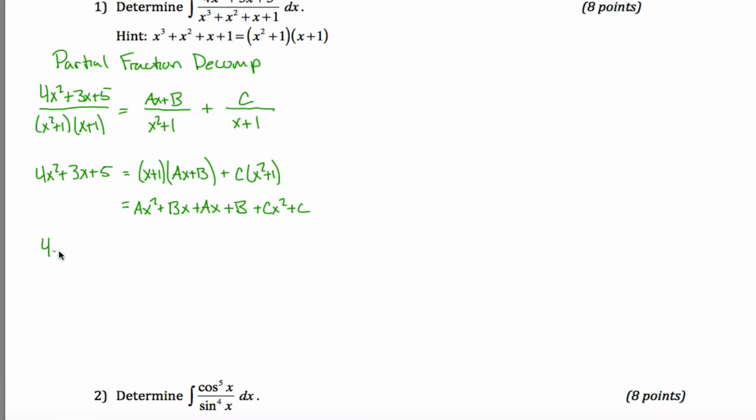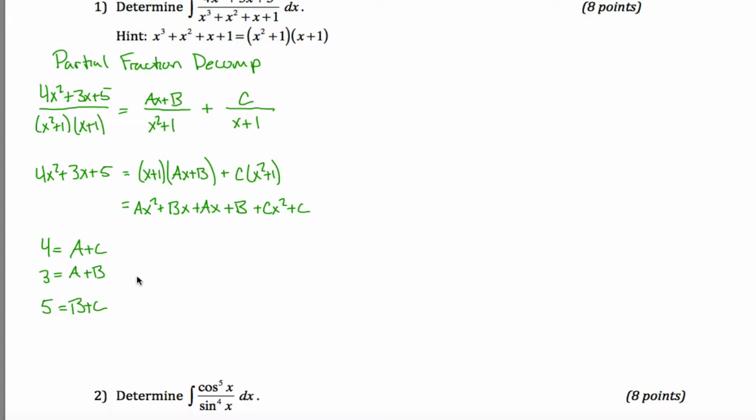In other words, 4 must be equal to a plus c. Similarly, this bx and this ax, when I add them together, they must give me 3x. So a plus b must be equal to 3. And finally, my constants, I got a b and a c as constant terms and a 5 over here. So 5 must be equal to b plus c. And from here, I can solve for a, b, and c.